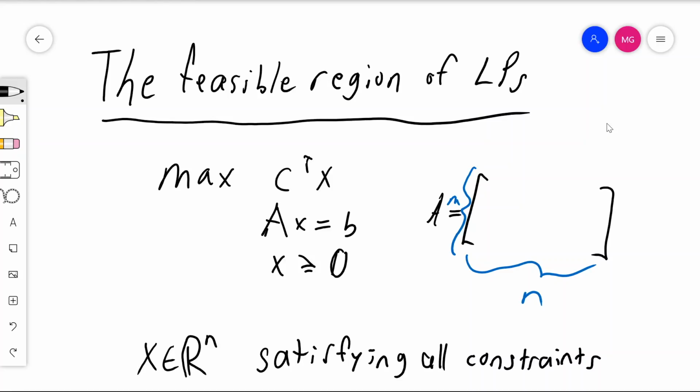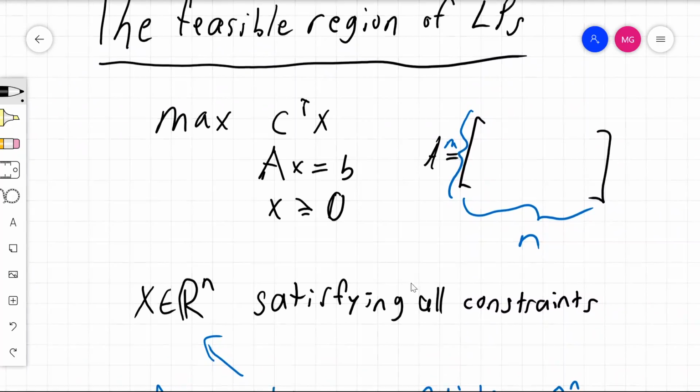Okay, so hi, welcome to this next video in linear programming. This is the beginning of the topic of geometry in linear programming. So typically our formulation is this, where we have max c transpose x, Ax = b, x is non-negative. And then A is usually assumed to be m rows, n columns, and it's full row rank. All the rows are linearly independent.